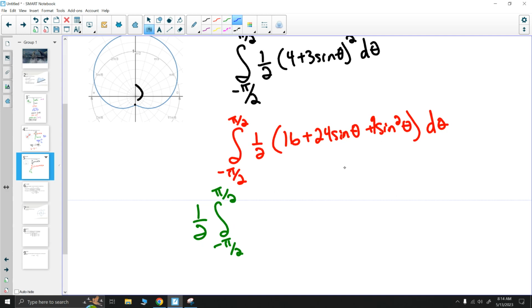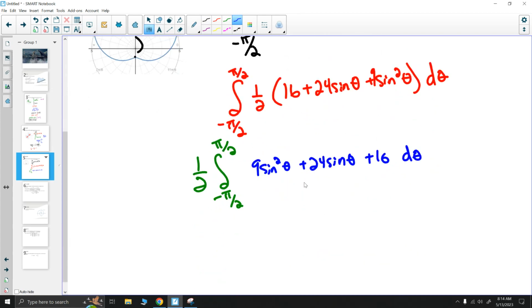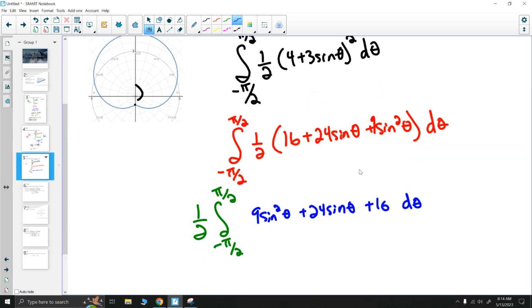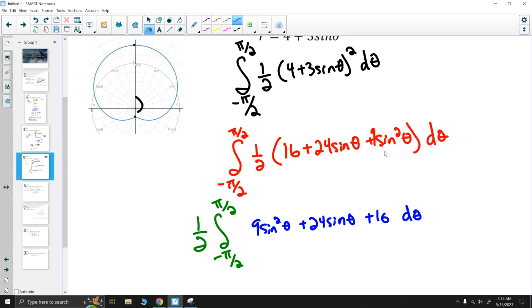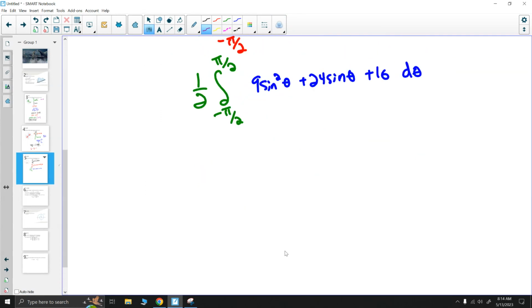So we have, this is a quadratic in form. This is 9 sine squared theta plus 24 sine theta plus 16 d theta. It is quadratic in form, but it doesn't actually matter for us because we are going to just integrate each individual term. That's going to be easier. But I just want to point out it is quadratic in form. It's always worth mentioning that when you recognize things as quadratic in form, you should notice them, because a lot of times we run into things where we need to know that about it.